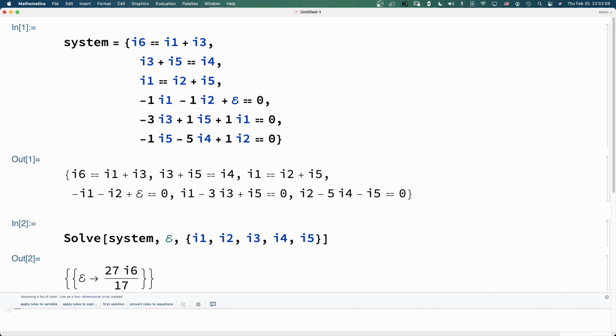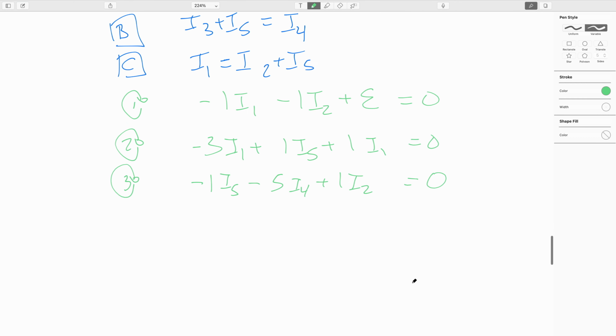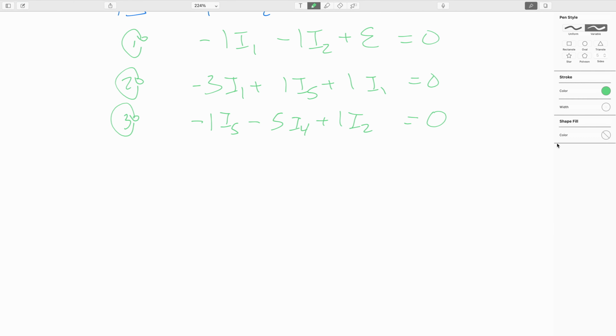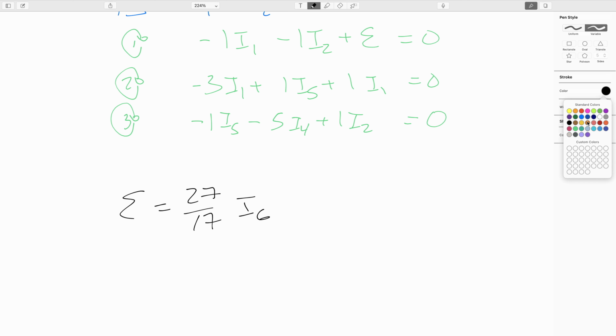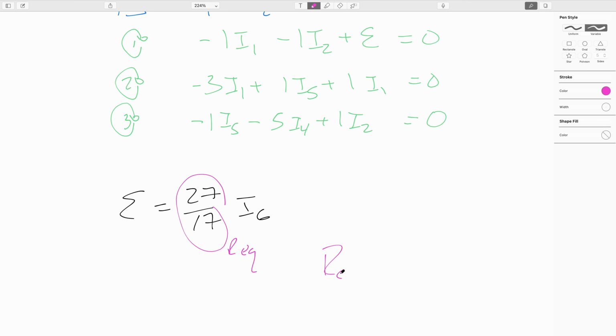Isn't that awesome? So after we did all that, the computer tells us the EMF is 27/17 I6. And so we identify this as being our equivalent resistance, to get that the equivalent resistance is clearly 27/17 ohms.